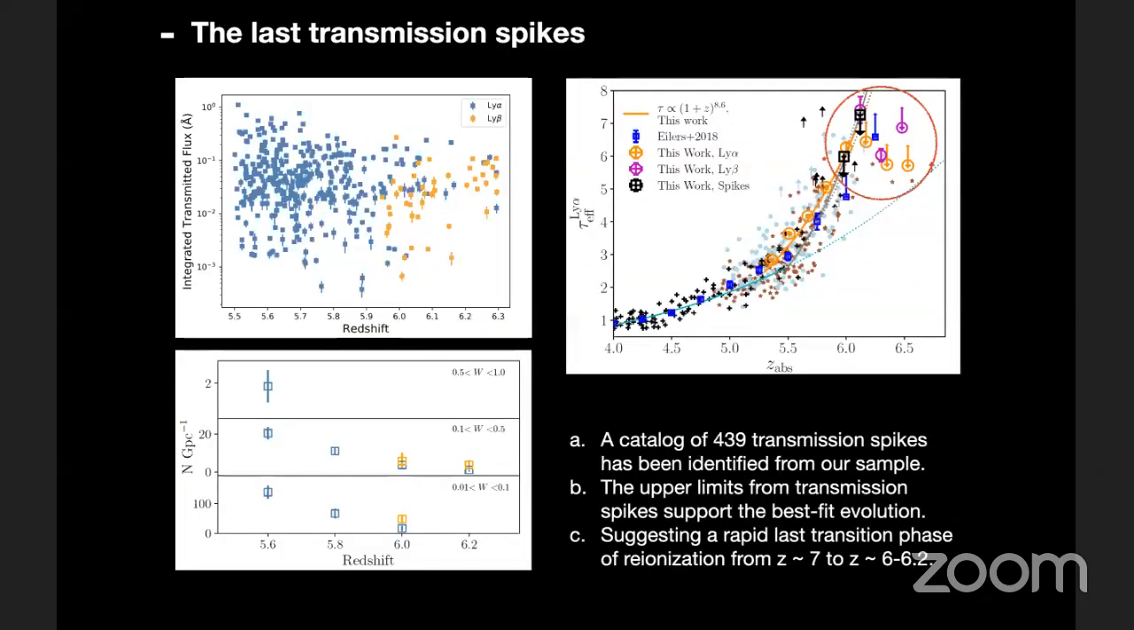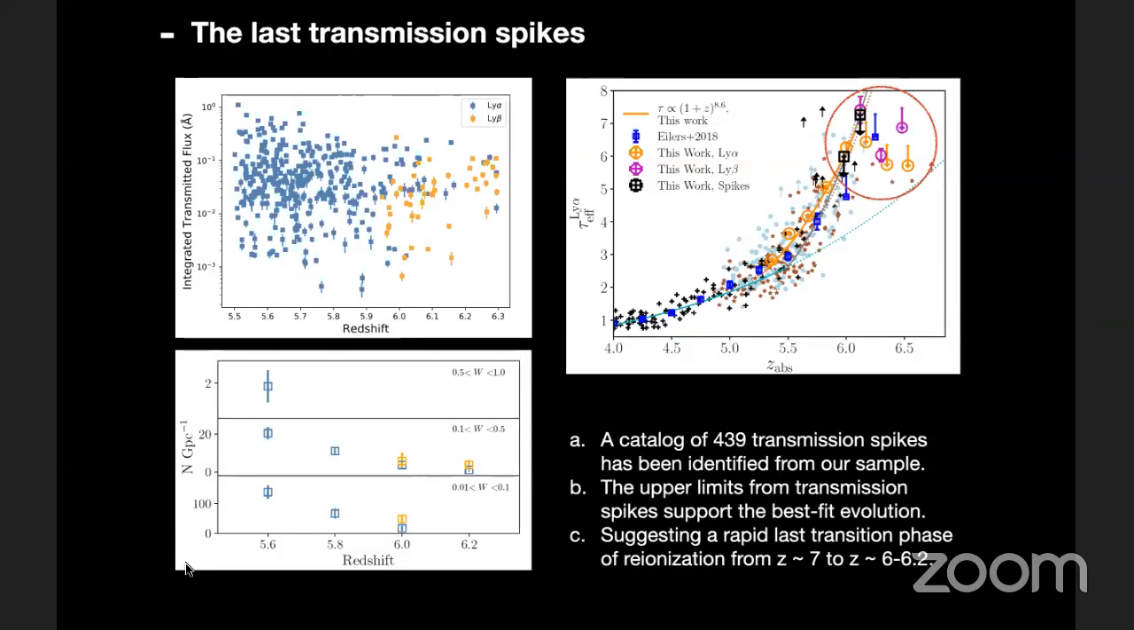In addition to the Lyman alpha and Lyman beta forest, I'm also using the high redshift transmission spikes from our sightlines. We identified our high redshift transmission spikes and built up a sample of more than 400 transmission spikes at redshift higher than 5.5, up to redshift 6.3, including Lyman alpha and Lyman beta transmission spikes, as shown in this figure. Since we already built a large sample, we can do something statistical.